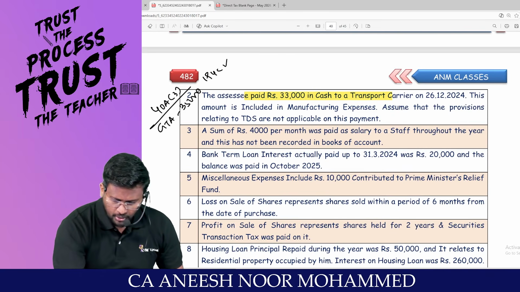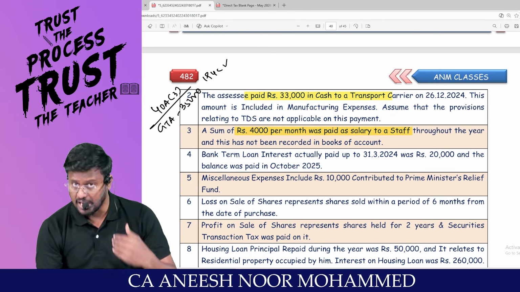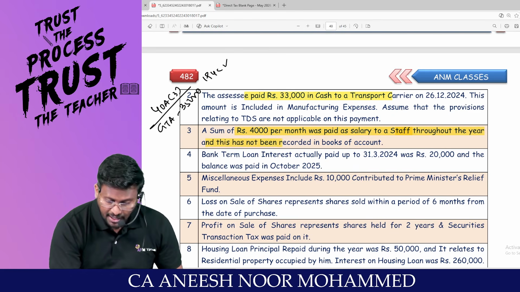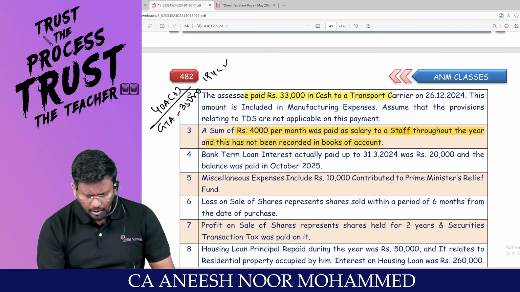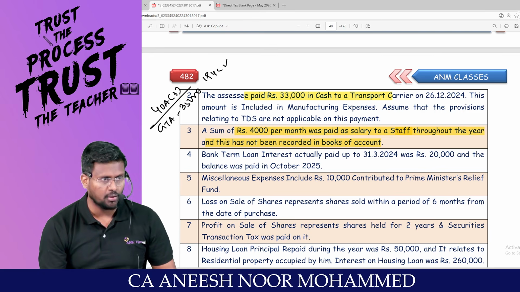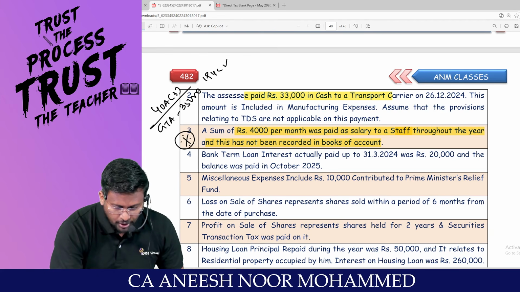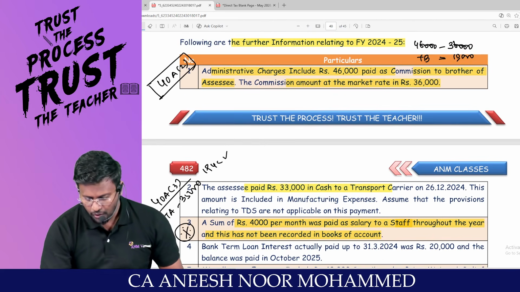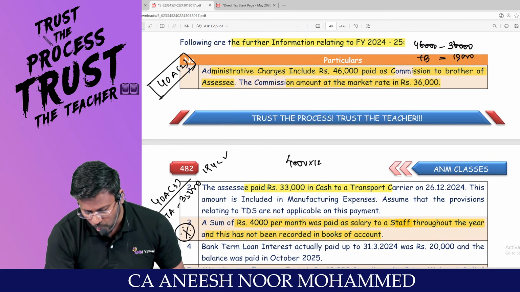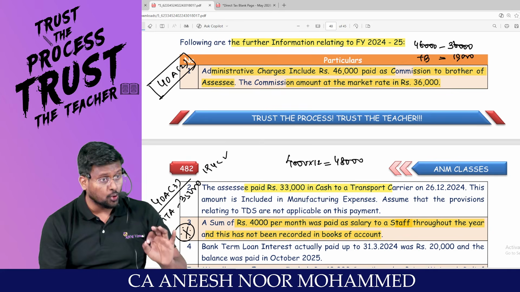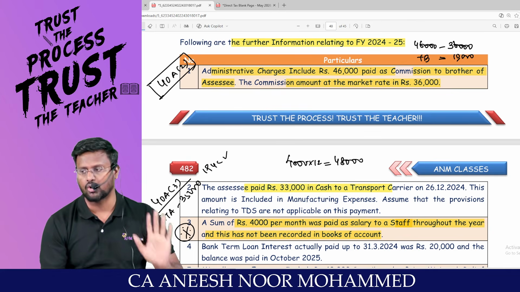A sum of 4,000 per month was paid as salary to a staff throughout the year, and this has not been recorded in the books of accounts. This is the highlight of the question. That means 4,000 into 12 comes to 48,000. 48,000 rupees expense paid but not recorded.